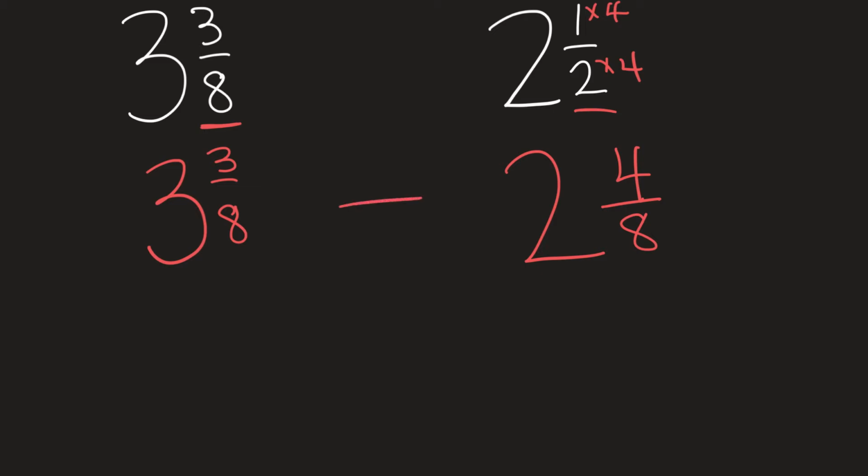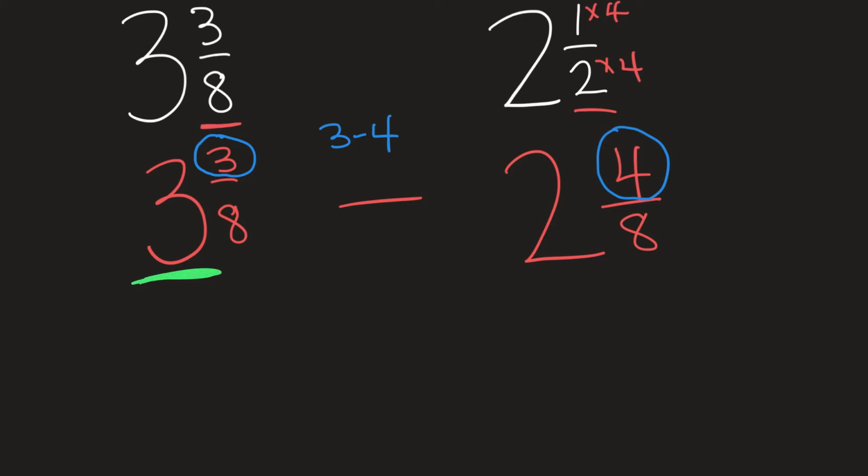Okay, now I'm going to subtract. The first thing I need to look at when I subtract my mixed numbers is the numerator in each fraction. Can I take 4 away from 3? In 5th grade, the answer is no. I cannot take 4 away from 3 because 3 doesn't have enough. So I'm going to have to borrow from my whole number.